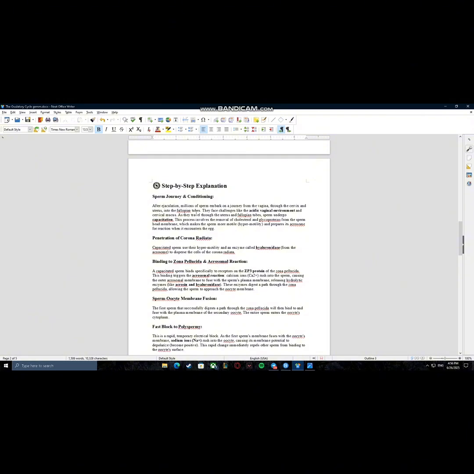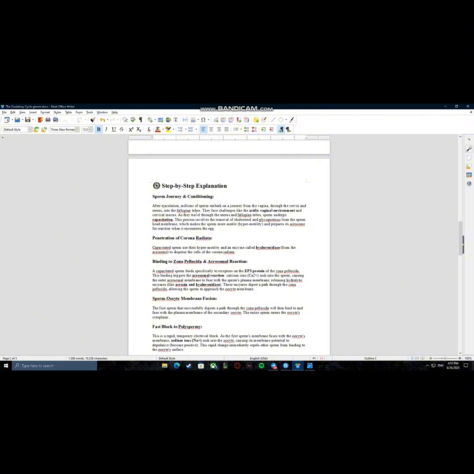They face challenges like the acidic vaginal environment and cervical mucus. As they travel through the uterus and fallopian tubes, sperm undergo capacitation, which occurs before the acrosome reaction. This process involves the removal of cholesterol and glycoproteins from the sperm's head membrane, which makes the sperm more motile and prepares its acrosome for reaction when it encounters the egg.